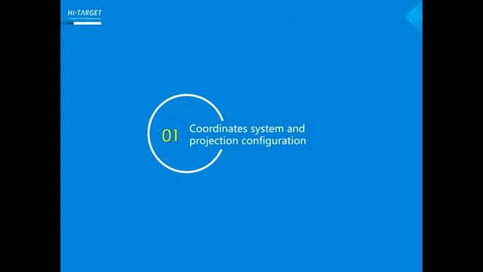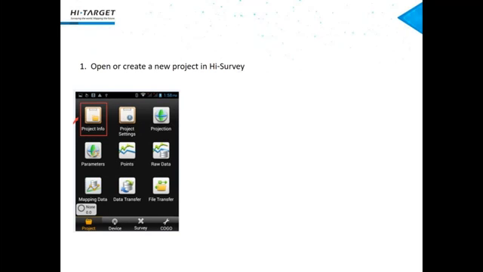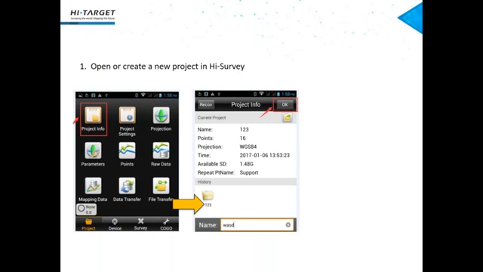Okay, let's go next. Coordinate systems and projection configuration. So after we run HighSurv in iHand20, our controller, or your Android phone, firstly, we should create a project or open an existing project which we want to use in project info. Input a new name and click OK. So in this way, you can create a new project. Place an existing project for a while and you can open it.